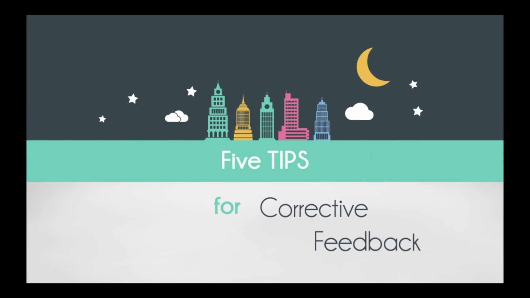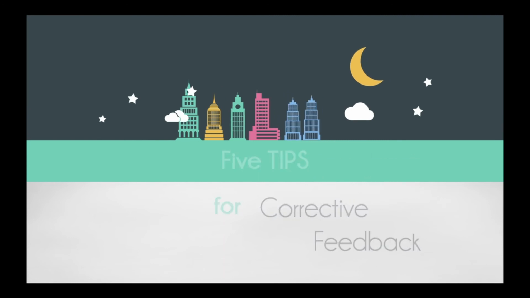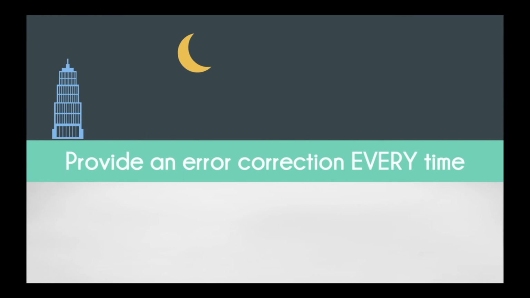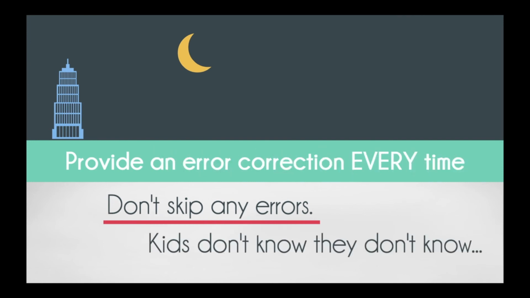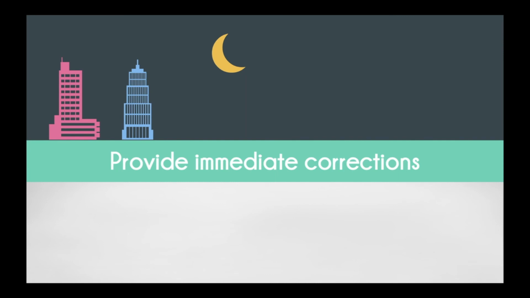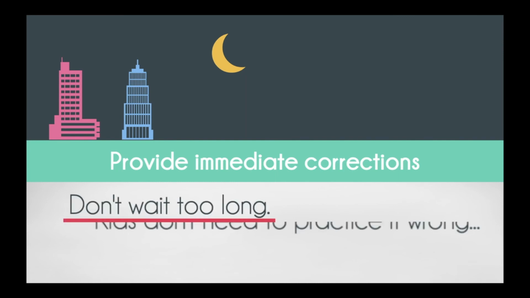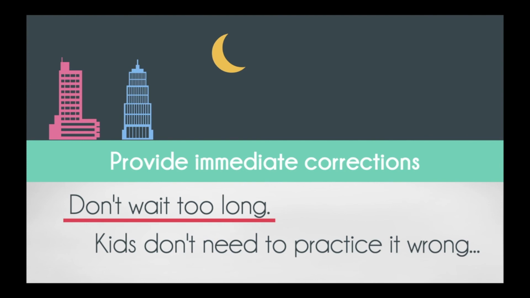Five tips for corrective feedback. Provide an error correction every time. Don't skip any errors. Students have a better chance of learning it if they are corrected than if we hope they notice it. As a kid, you don't know what you don't know. Provide immediate corrections. This reduces the chance that a student will repeat the error before getting corrected. Kids don't need to practice it wrong.